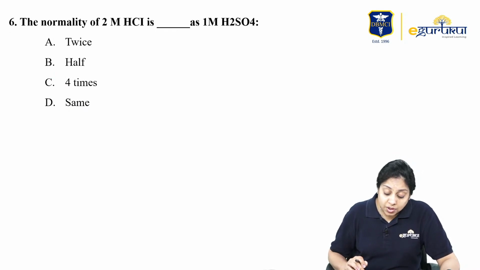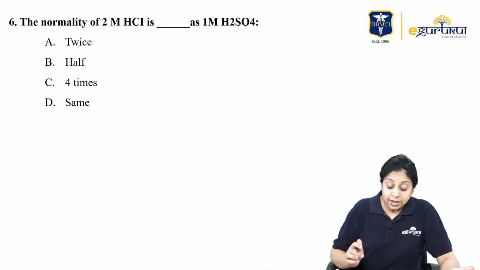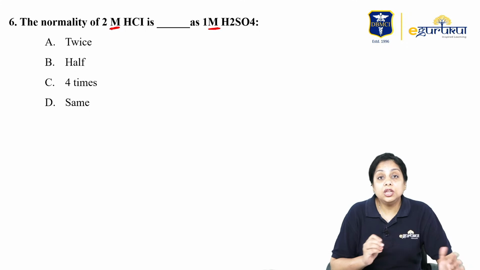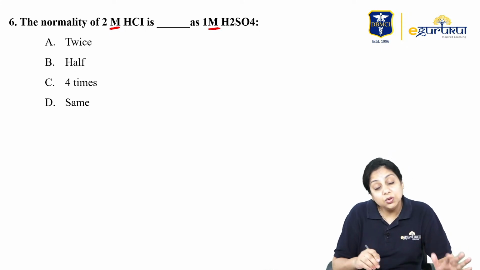Normality of 2 molar HCl is dash as 1 molar H2SO4. Good luck for us, they are giving the molarity. They are not giving the normality and the molarity. Then you would have to convert.